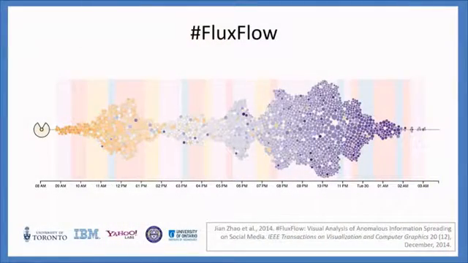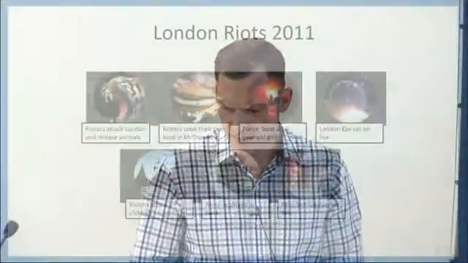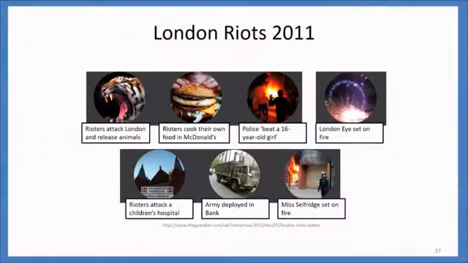I'm using document loosely here, and in this case, I'm actually going to be talking about social media posts, so Twitter. This project was in collaboration with a few other universities and companies, led by a PhD student who's now a researcher at Autodesk, Jian Zhao. It's called FluxFlow. Here what we were interested in was, can we detect rumors on Twitter? And here rumors is loosely misinformation or anomalous information that doesn't follow a normal flow of information.